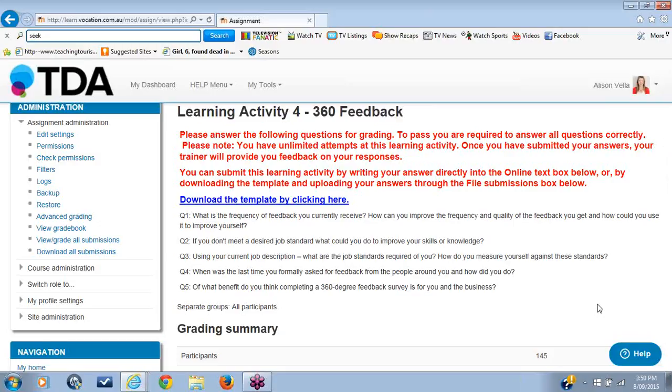Now, question 2 then goes on, question 3 kind of follows on from question 2 and just says, using your current job description, what are the job standards required of you and how do you measure yourself against these standards? Okay. So, if you have access to your job description, what are some of the elements in your job description? So, what are some of the requirements of you in your role? I wouldn't be looking at you including your whole job description here, but I would probably be looking at maybe 5 to 6 valid requirements of your job description.